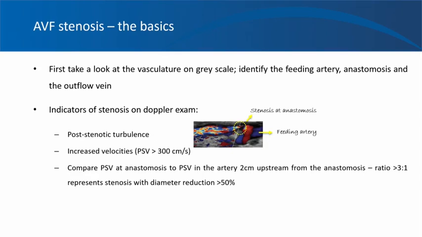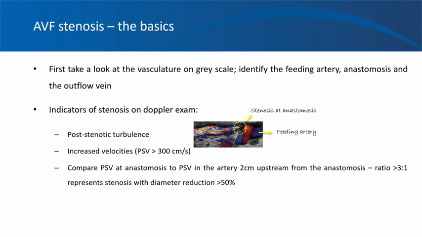If you want to evaluate the arteriovenous fistula stenosis, here are some basics. You probably don't want to undertake comprehensive evaluation of AVF yourself in the dialysis clinic, but it's good to know how common problems look like. So first take a look at the vasculature on the gray scale and identify where is the feeding artery, where is the anastomosis, and where is the outflow vein.